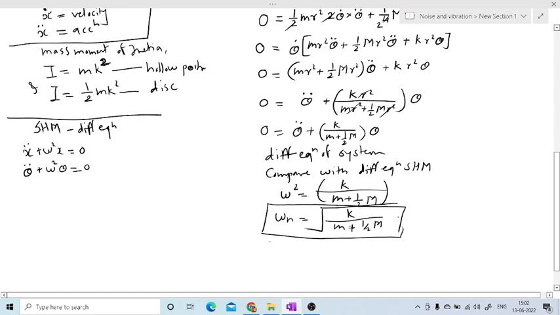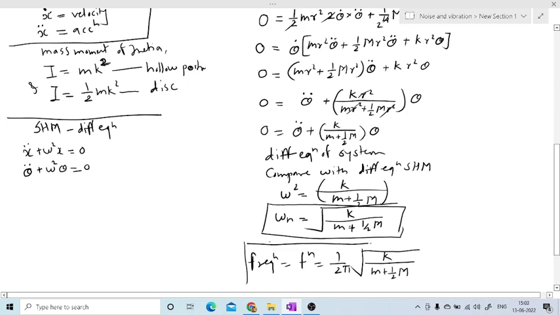Okay. If I want the frequency, then the frequency formula is Fn is equal to 1 divided by 2 pi root k by m. K by m is omega n, so I can write omega n here, k divided by m plus 1/2 capital M. Okay, this is the frequency.